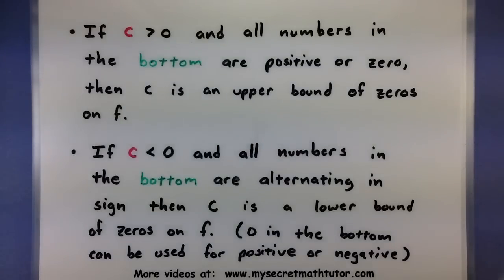Now, if c, the thing that we're dividing by, is less than 0, and all the numbers in the bottom alternate, going positive, negative, positive, negative, then we say that c is a lower bound of the zeros of f. And sometimes you might end with zeros in the bottom as well. You can count those as either positive or negative. That way you still get this alternating pattern. But again, the thing that it really tells us is that whatever we were dividing it by, there are no zeros less than that number. Let's go over two examples so you can see how this works out in practice, and you can tell that this theorem is actually not so bad.